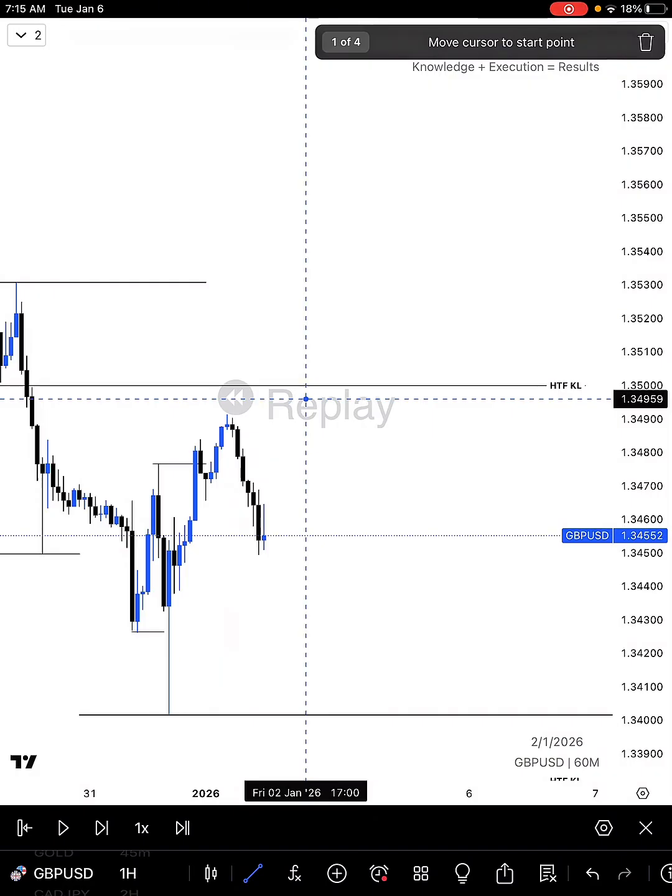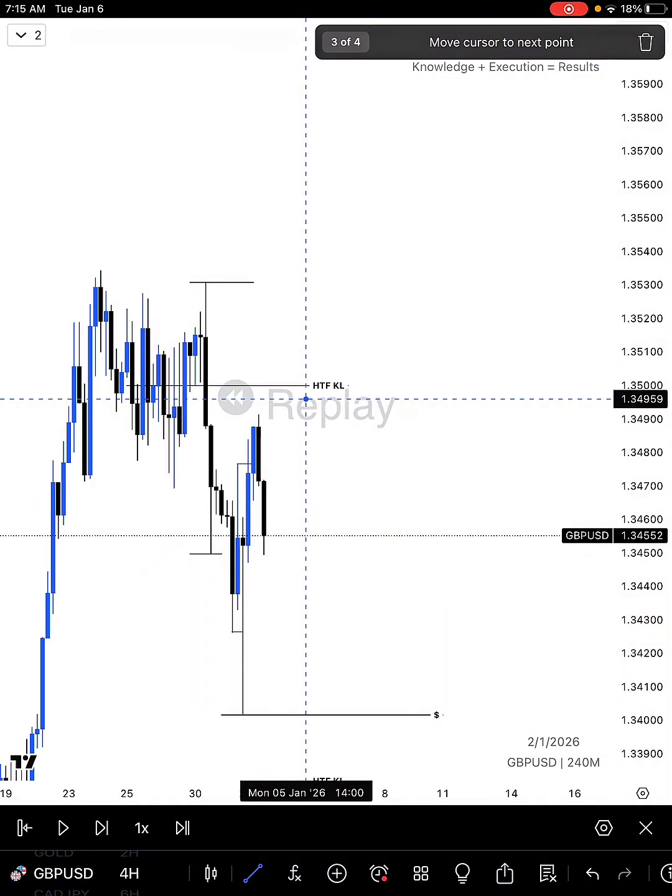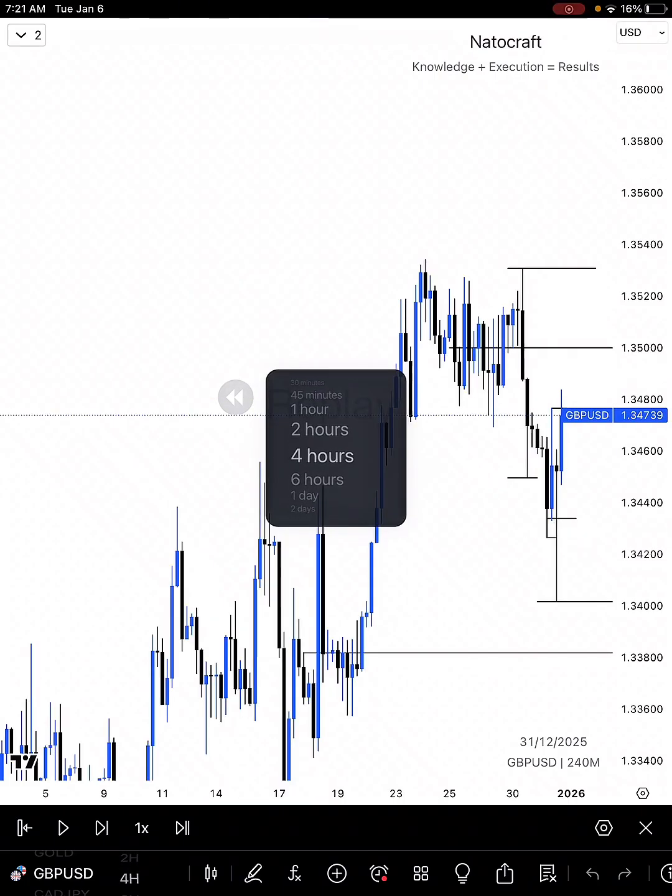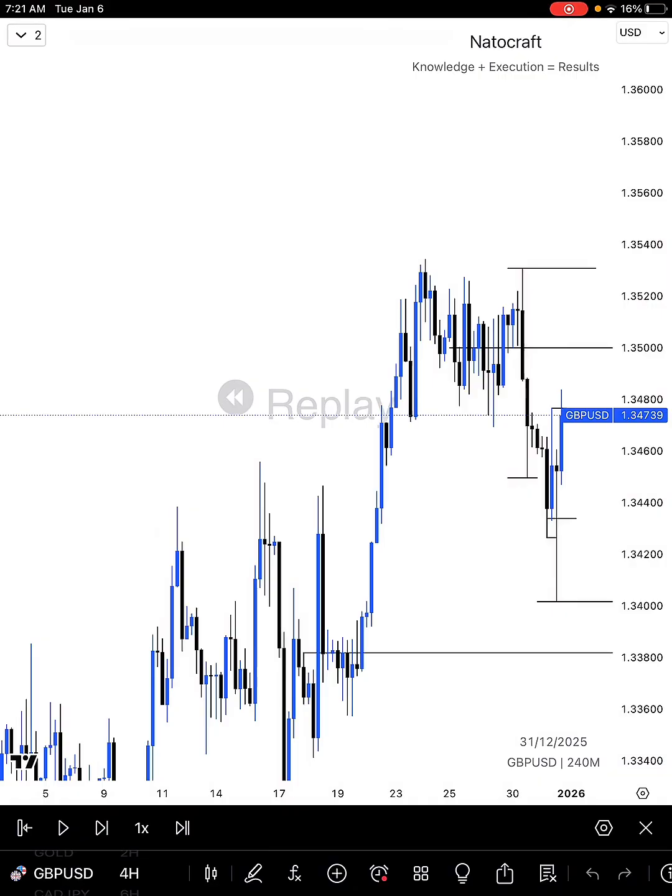on the 4 hours with our time frame alignment, if you are trading the daily, you wait for a 4-hour rejection. We've seen our 4-hour rejection already. Then you go to the 1 hour to look for your key level.